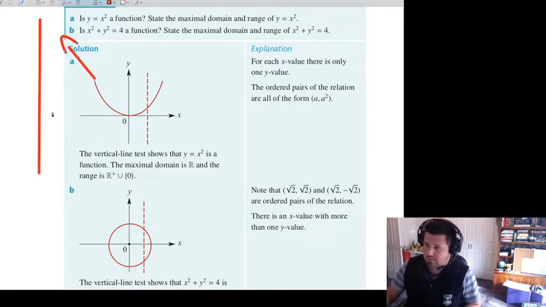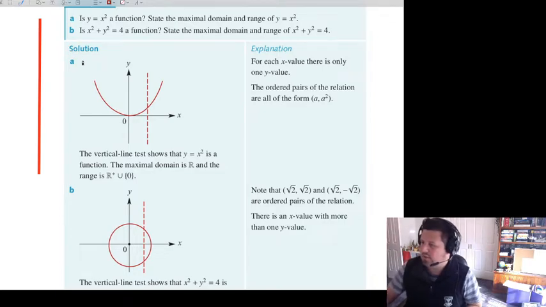So it goes to negative infinity, and it also goes to positive infinity. Now, rather than writing that it goes from negative infinity to positive infinity, you can just say the domain is all real numbers. Yep, so R.